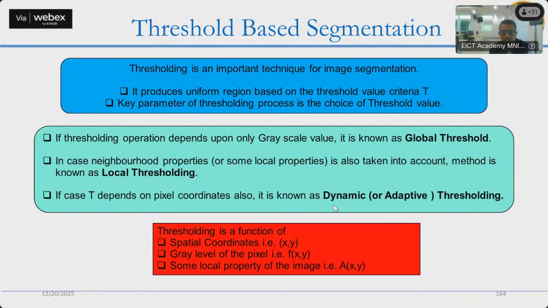So now coming to the part, thresholding based segmentation. Thresholding is an important technique for image segmentation and produces uniform regions based on the threshold value criteria T. The key parameter is the choice of that threshold value. If thresholding depends upon only the grayscale value, it is known as global threshold, right?